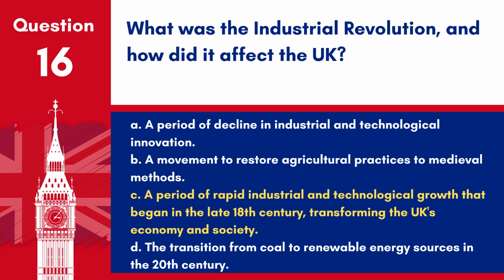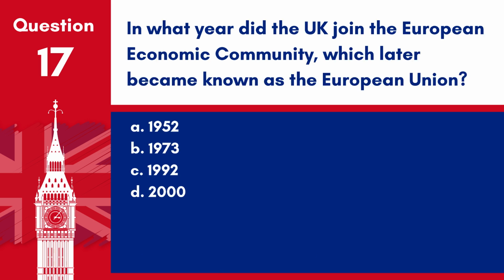Answer: C. A period of rapid industrial and technological growth that began in the late 18th century, transforming the UK's economy and society. The Industrial Revolution marked a significant shift in British history, leading to urbanisation, changes in labour, and the emergence of the UK as a global industrial power. Question 17. In what year did the UK join the European Economic Community, which later became known as the European Union? A. 1952. B. 1973. C. 1992. D. 2000.